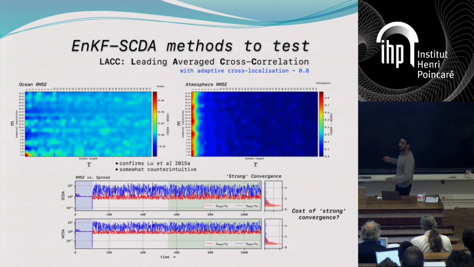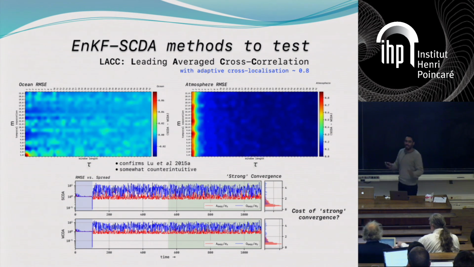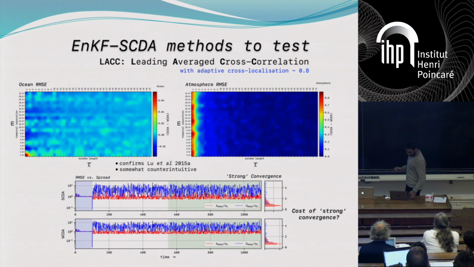So you have this inflation problem even in the strongly coupled DA, but it's not as straightforward as you would assume in the weakly coupled, because then you have to take care: your localization in one component might not be the same as the cross-localization, so you may have to have an adaptive or non-uniform, non-homogeneous inflation or localization.